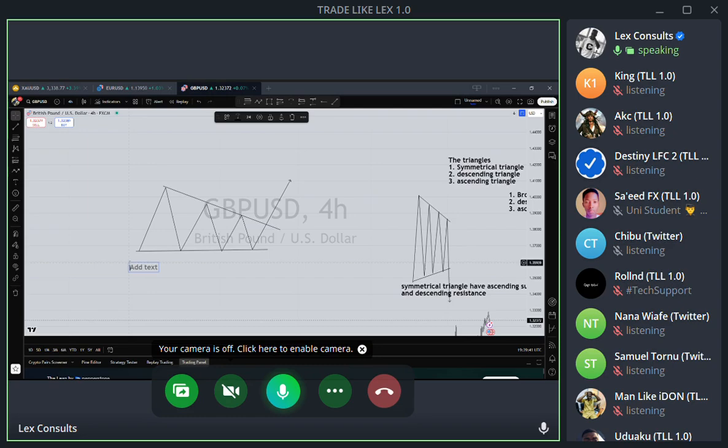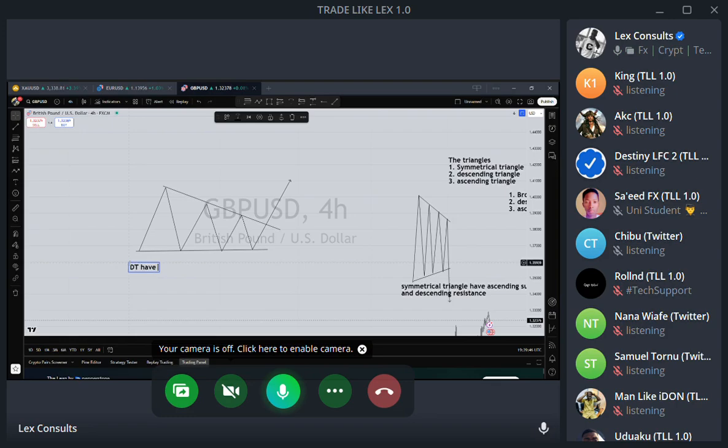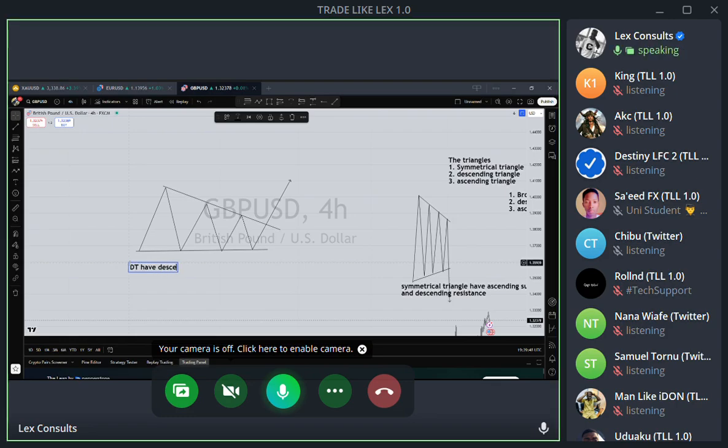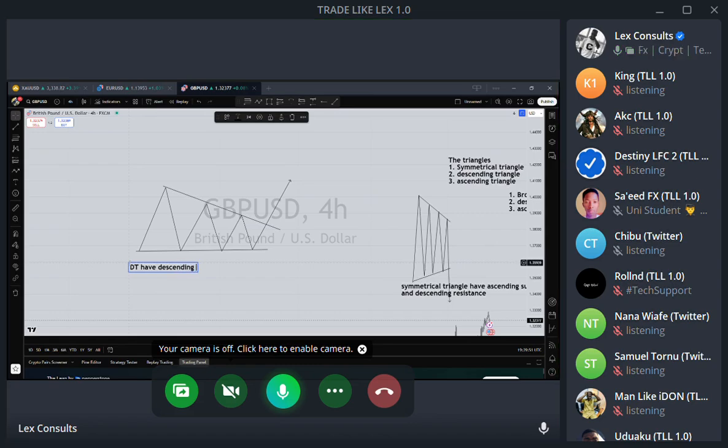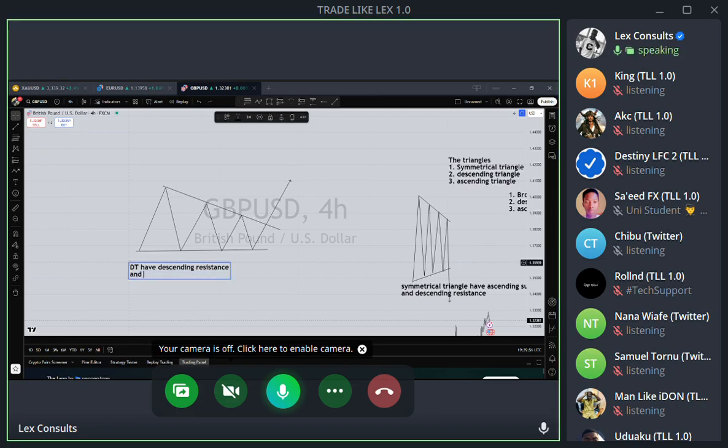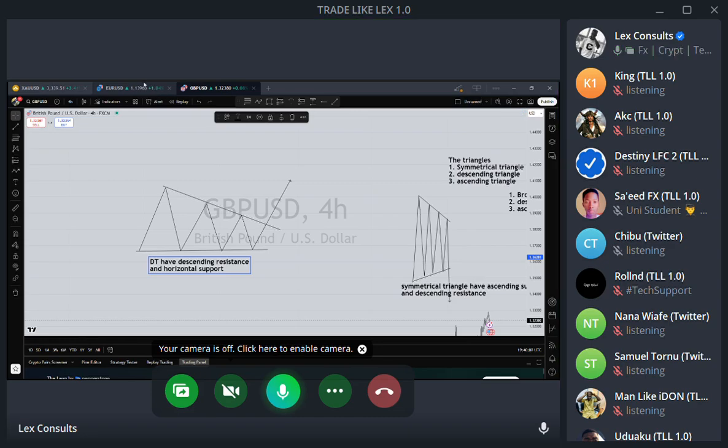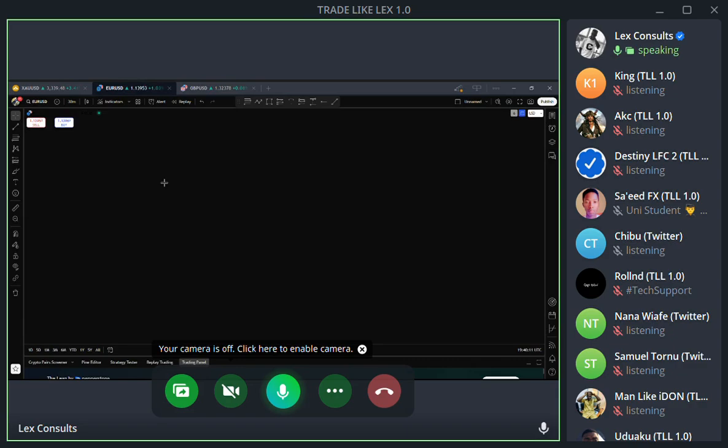So our descending triangle, let me just say, descending triangle has descending resistance, alright, and horizontal support, okay? So that's our descending triangle. So let's check EU. What's going on with EU here? Why is it not showing?